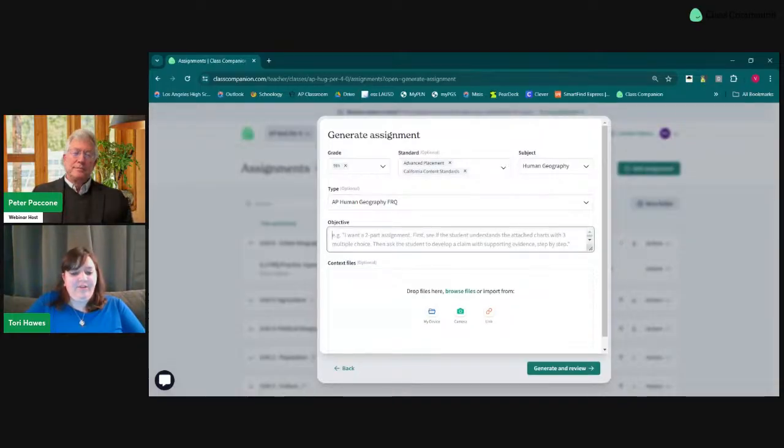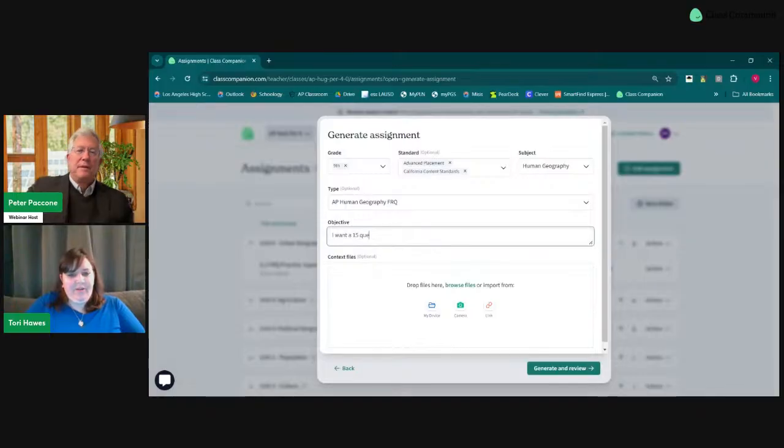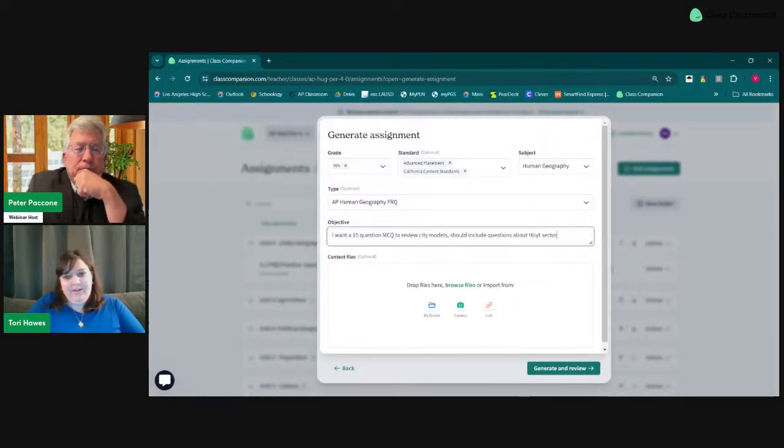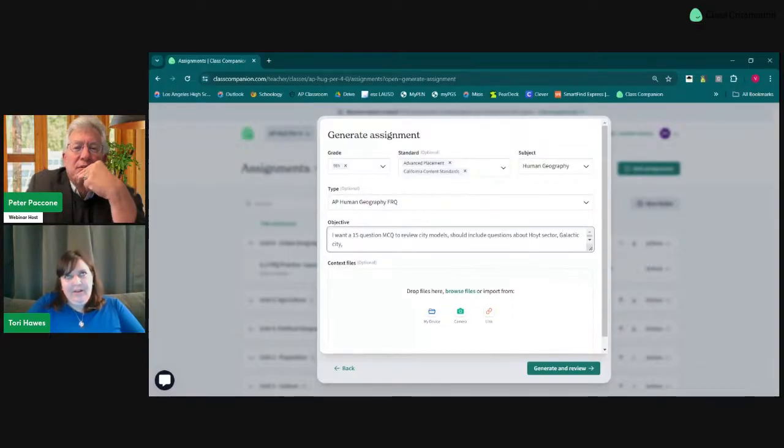Okay, so I do want a 15 MCQ to review city models, maybe. Yeah, internal structure, something like that. I think it's questions about Hoyt sector, galactic city, circles. Why am I forgetting the Burgess model?